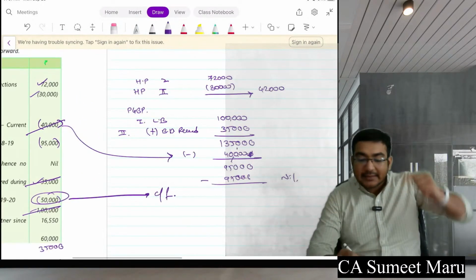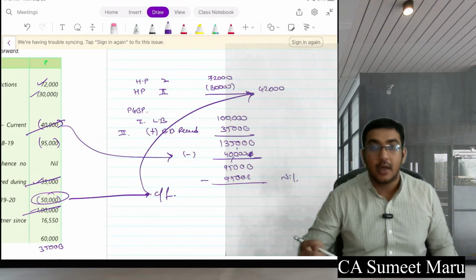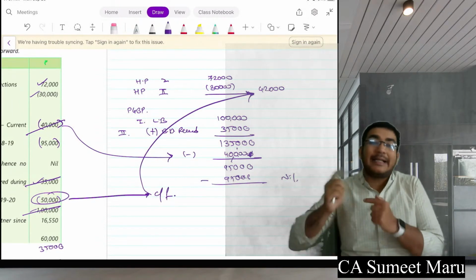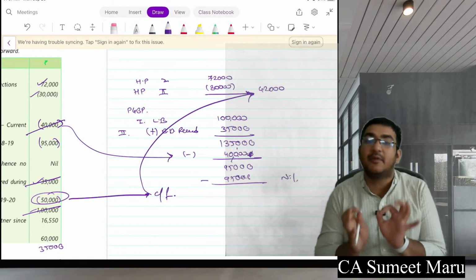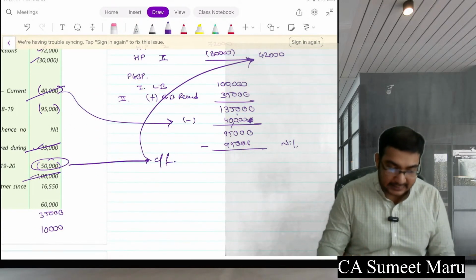Why hasn't it been set off against house property? Because it's a brought forward loss. Brought forward loss can't participate in inter-head adjustment. They are eligible for only intra-head adjustment. So this is going to be carried forward as it is.